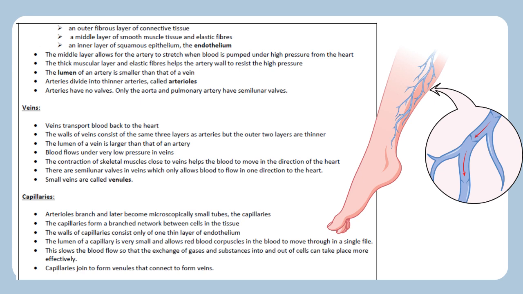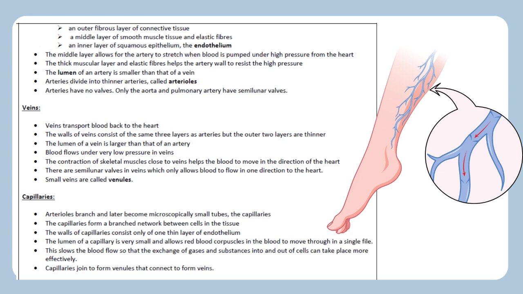Only the aorta and pulmonary artery have semilunar valves. Veins. Veins transport blood back to the heart. The walls of veins consist of the same 3 layers as arteries, but the outer 2 layers are thinner. The lumen of a vein is larger than that of an artery. Blood flows under very low pressure in veins.